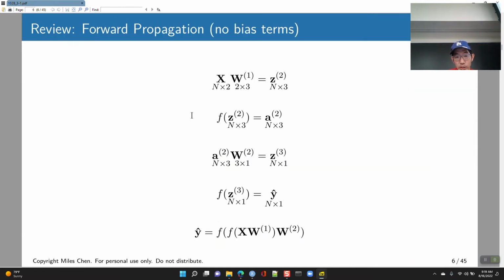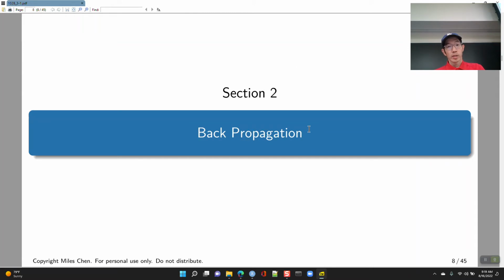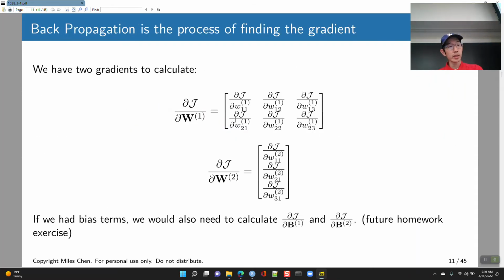If I go back to what W1 looks like, it is a 2 by 3 matrix with the terms 1,1, 1,2, 1,3, 2,1, 2,2, 2,3. And the gradient has the exact same dimensions. The same thing applies to W2. The matrix W2 is a 3 by 1 matrix, and the gradient, dJ/dW2, is also going to be a 3 by 1 matrix.